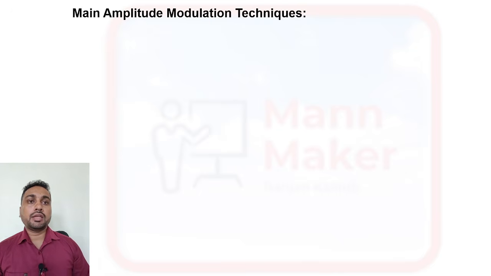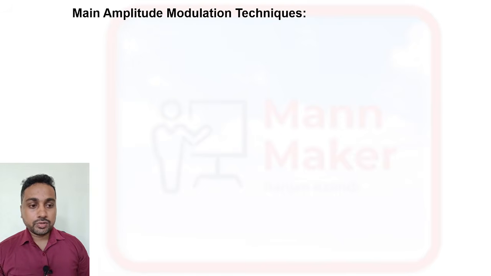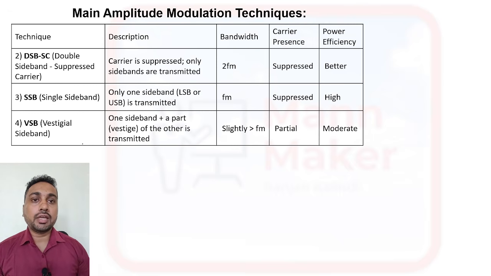Now, if we talk about the main amplitude modulation techniques, we have some techniques for modulation in amplitude modulation. Basically we have three types: DSB-SC, that is double sideband suppressed carrier technique, and SSB, single sideband modulation technique. Then VSB, the vestigial sideband technique, is there for modulation in amplitude modulation.